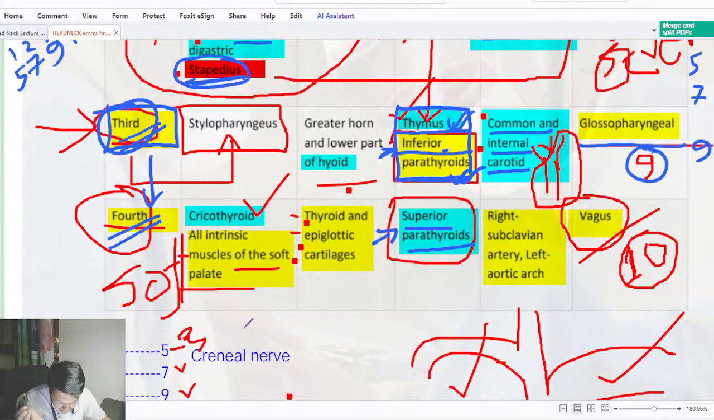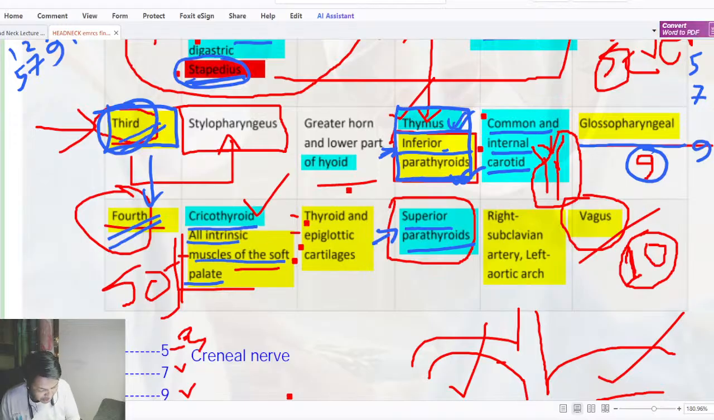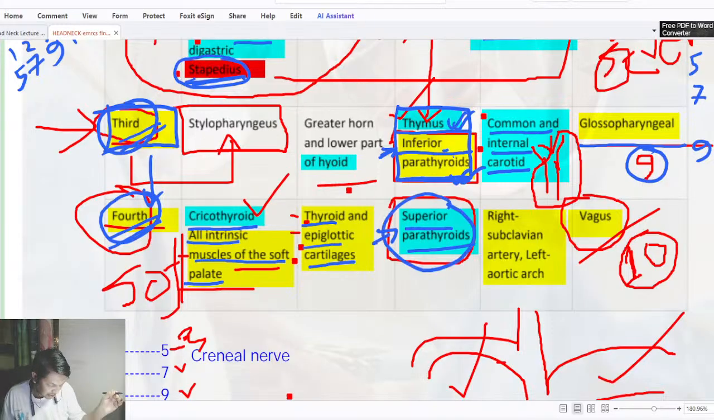Now, fourth arch, we are fourth year medical students. So all intrinsic muscles of the soft palate, including cricothyroid, develop from the fourth pharyngeal arches. And here important, thyroid and epiglottic cartilage are also from the fourth pharyngeal arches. In third year we studied inferior parathyroid. When we are upgraded to fourth year, we are reading about superior parathyroid.